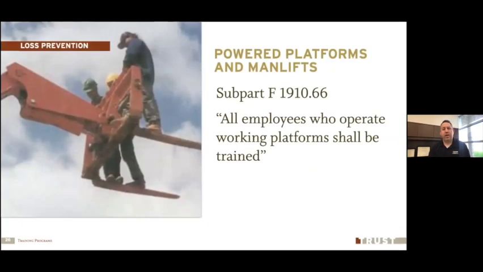Another example is powered platforms and man lifts. Now, this isn't necessarily a man lift, but I love the picture because they're lifting up men on these forks, which they're not supposed to do. A forklift is not necessarily a man lift, but any employee that does operate a man lift or a powered platform, they're supposed to be trained on how to operate it safely and how to use it. Now, examples of this are aerial lifts or bucket trucks or any type of man lift that's powered that goes up and down to get work done.